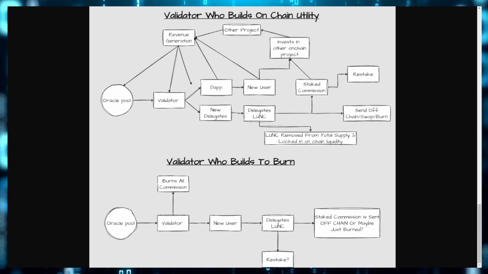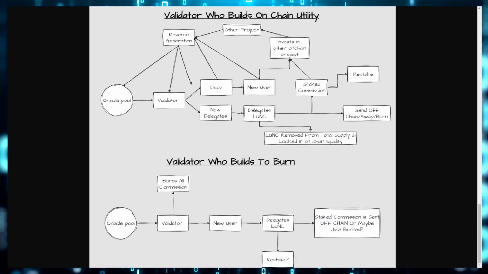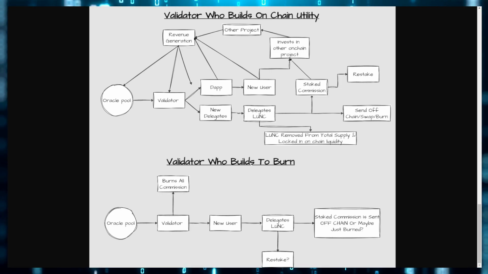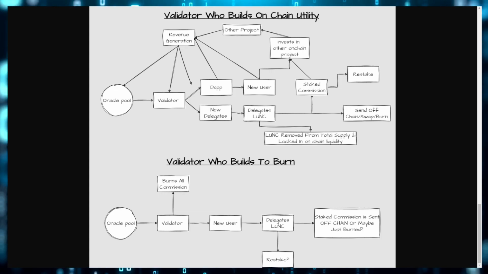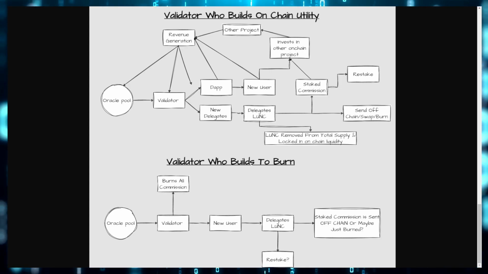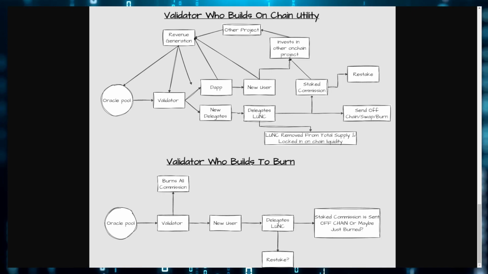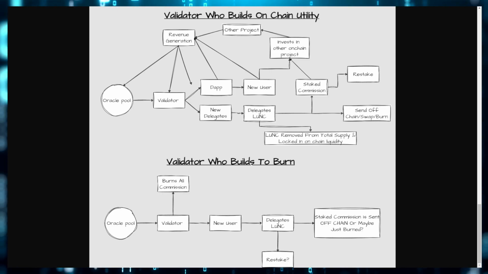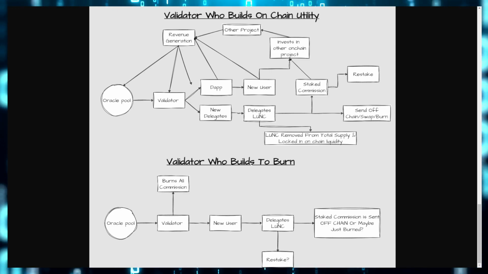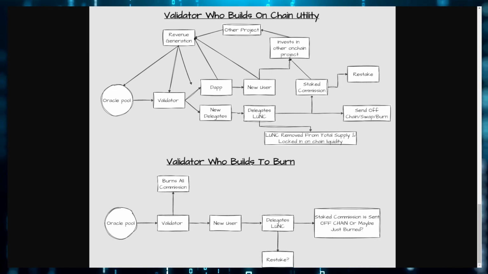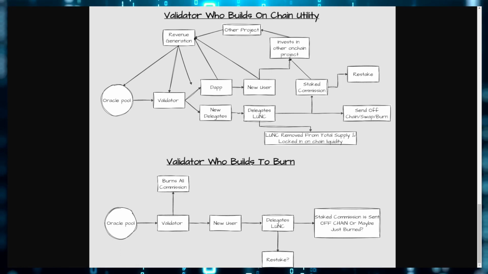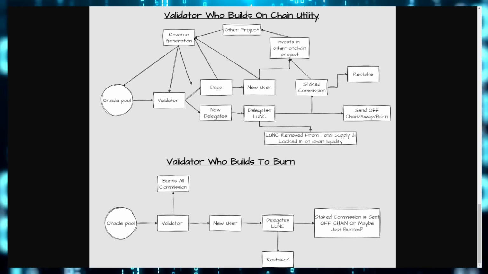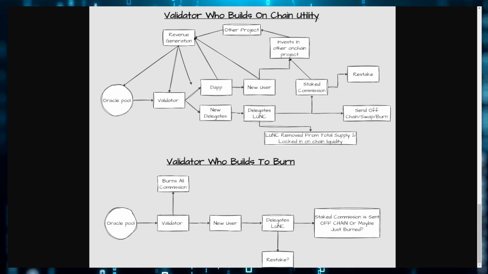So what I've got here are two, and this is really good to lay this out for people, a validator who builds to burn and a validator who builds for on-chain utility. So we're going to look at the bottom one. The Oracle pool pays out to the validator, and the validator burns all of their commission. Let's say they get new delegates. That's how they're getting their commission. And that delegate then has two choices: restake, or staked commission to get sent off chain. Maybe, just maybe, they decide to buy into some project they may have heard of, right?